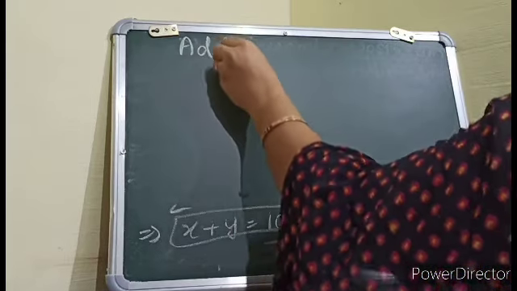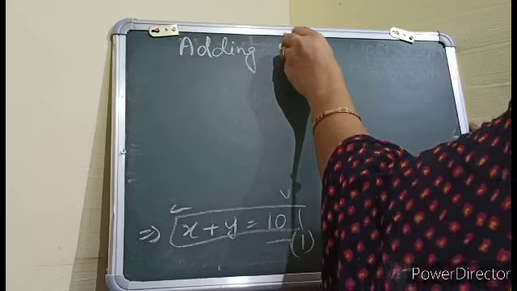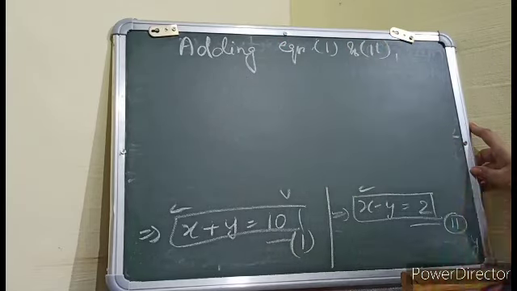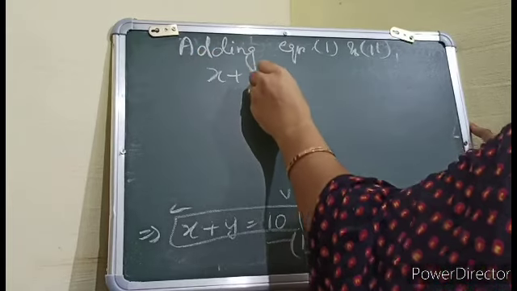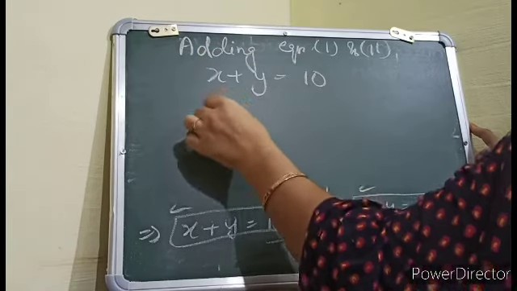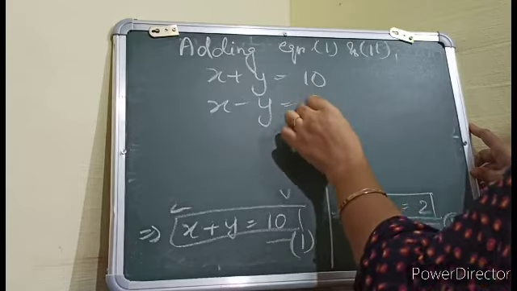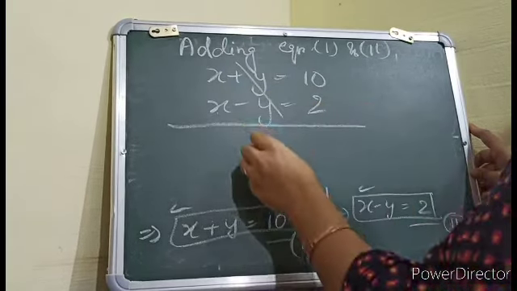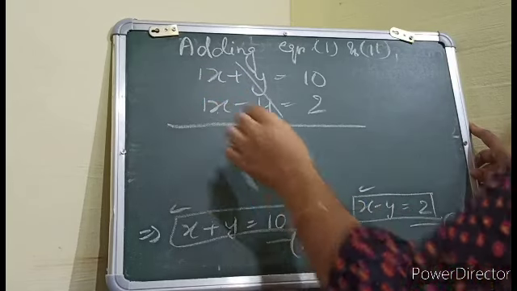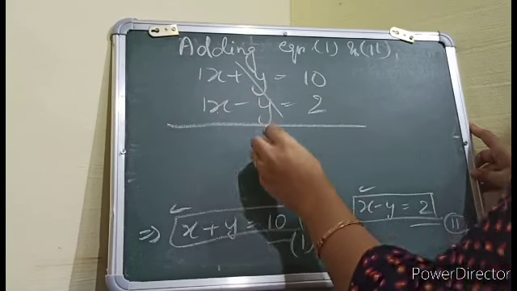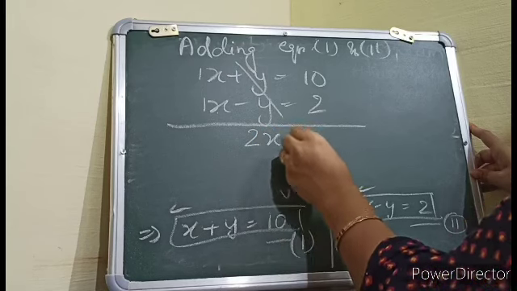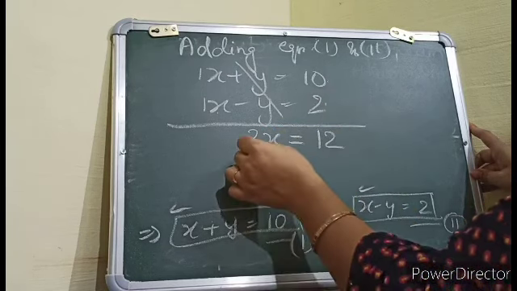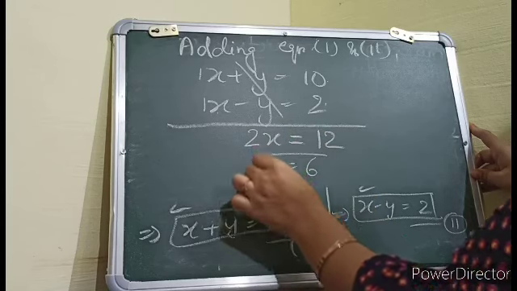So I am simply adding the two equations. Adding equation 1 and 2 we get x plus y is equal to 10 and x minus y is equal to 2. When you are adding, y will be cancelled out. X plus x, when there is no coefficient you assume it is 1. So 1 plus 1 is 2, 2x is equal to 10 plus 2, 12. So x is equal to 12 divided by 2, that is 6.